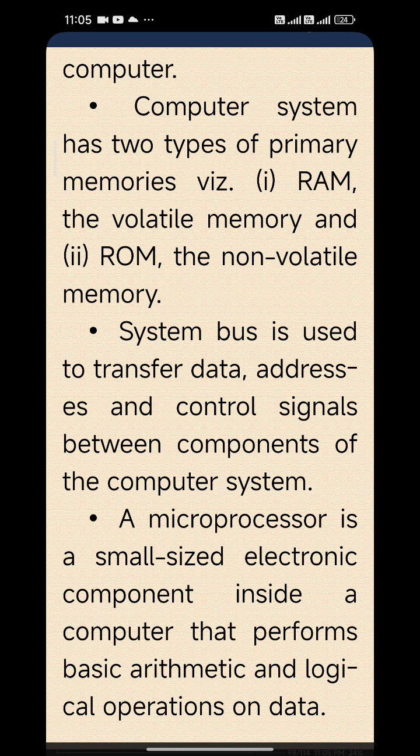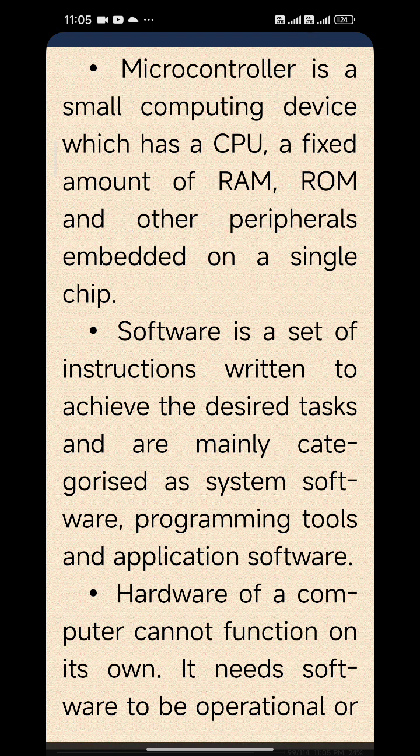The system bus is used to transfer data, addresses, and control signals between components of the computer system. A microprocessor is a small electronic component inside a computer that performs basic arithmetic and logical operations on data. A microcontroller is a small computing device which has a CPU, a fixed amount of RAM, ROM, and other peripherals embedded on a single chip.